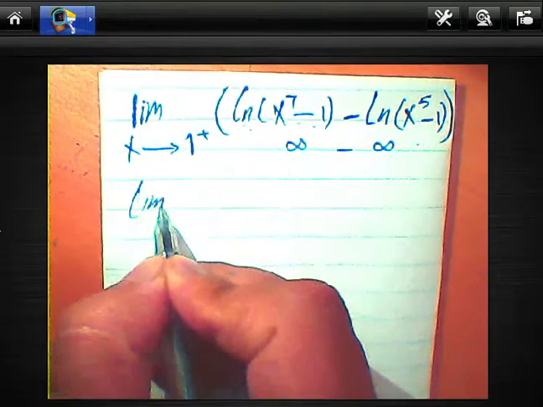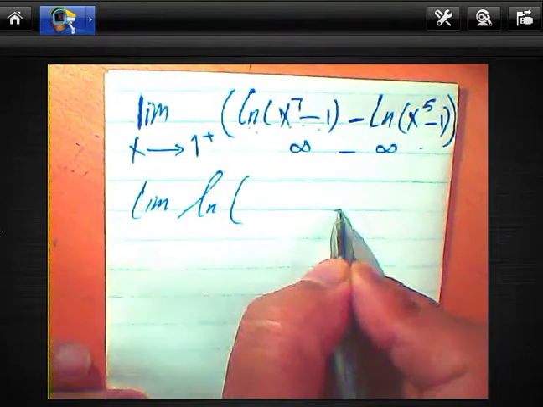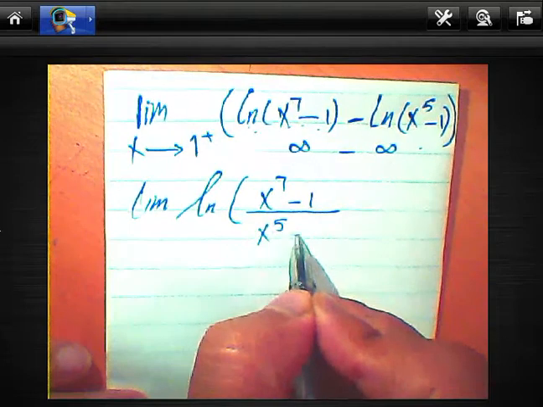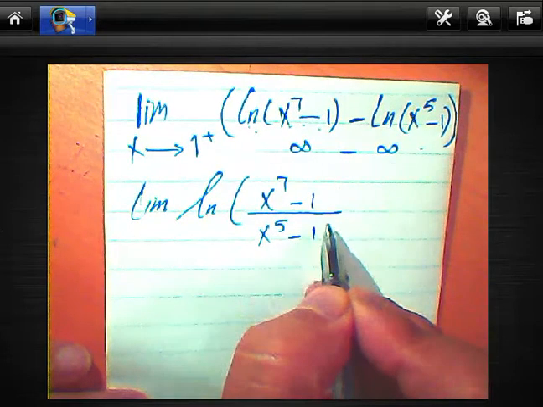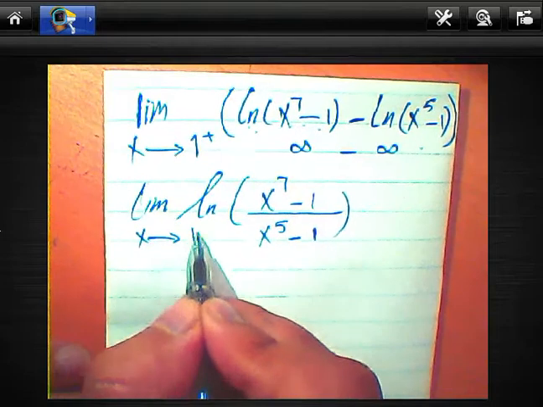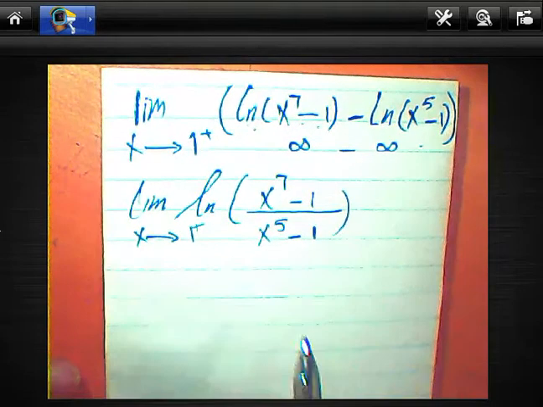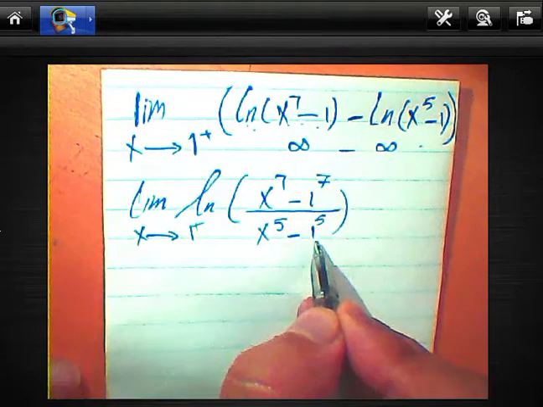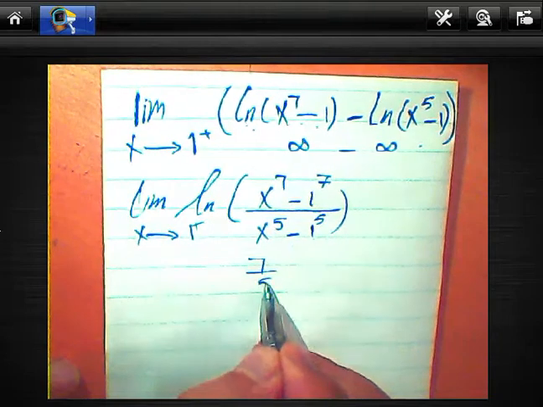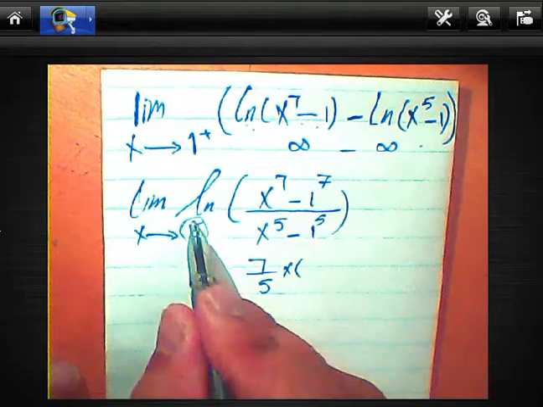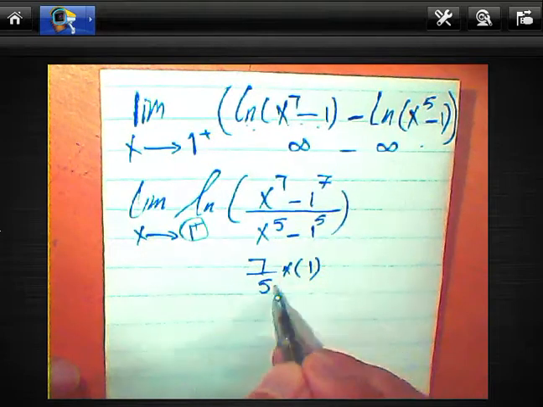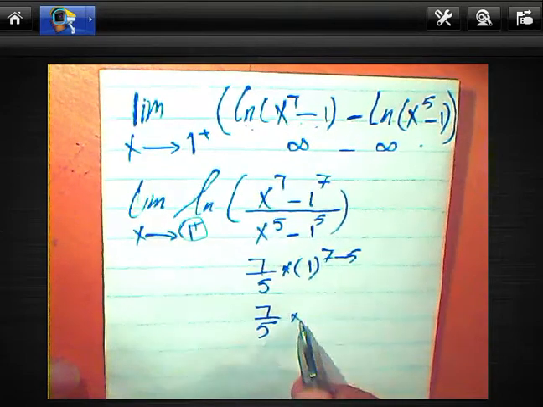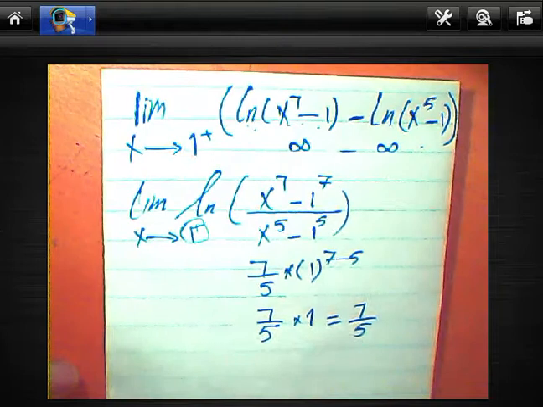We can write the limit of ln of (x^7 - 1) in the numerator over (x^5 - 1) in the denominator when x approaches positive 1. We can use the rule about this expression. We know 1 to the power 5 equals 1 and 1 to the power 7 equals 1. The result will be 7 over 5 multiplied by 1 to the power 7 minus 5. We can use the rule about this limit, so the result will be 7 over 5 multiplied by 1. The result will be 7 over 5.